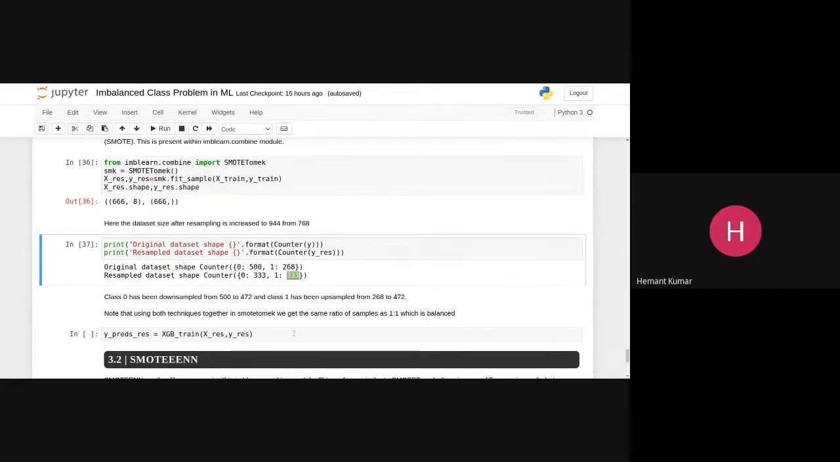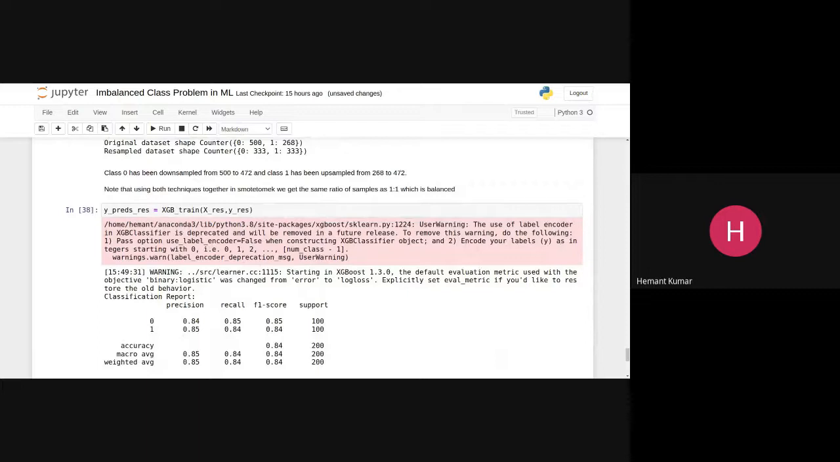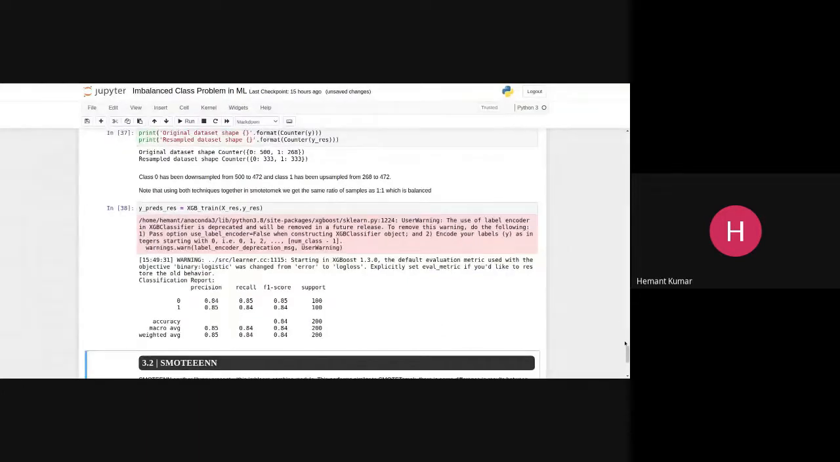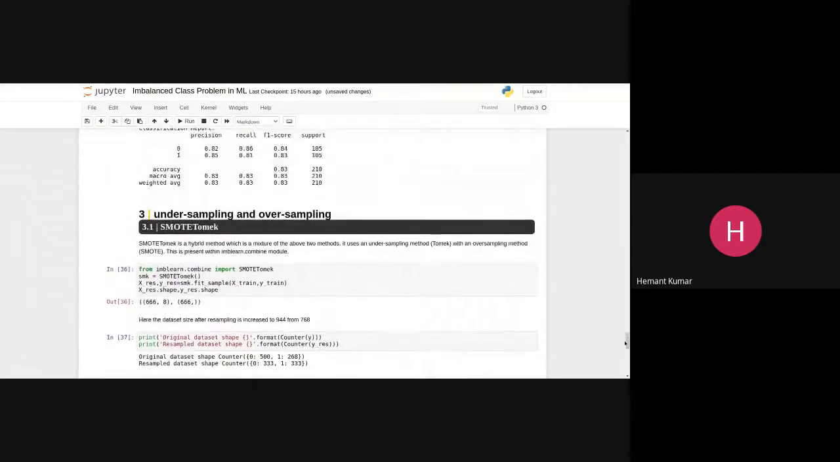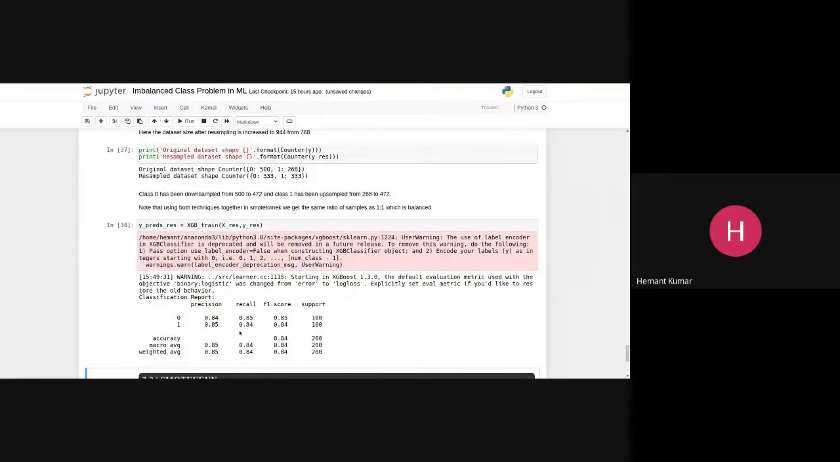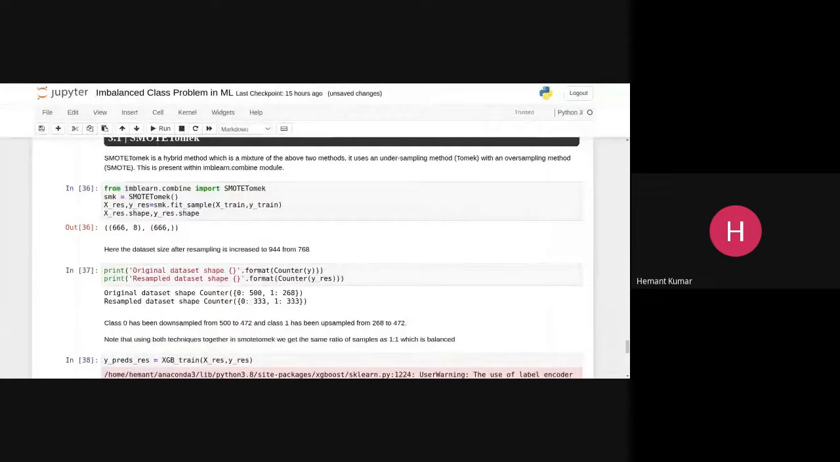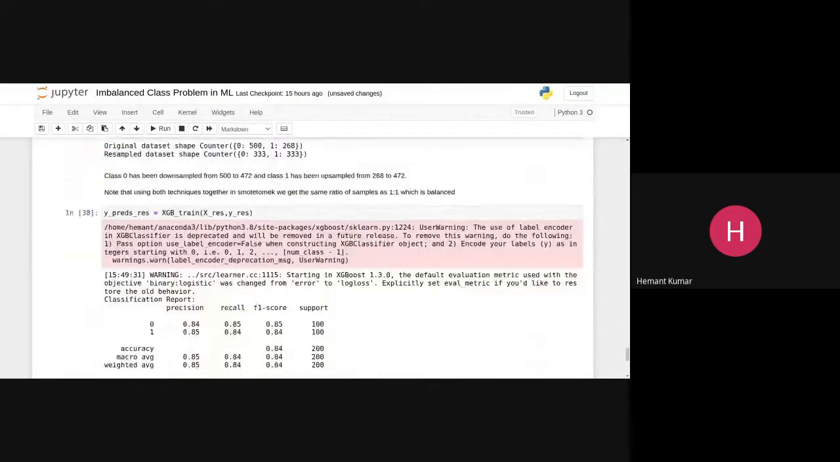So the SMOTE technique, and this is the accuracy. I think this is much more improvement from the previous one. The previous one was 0.85, 0.81 and 0.83, and this one is 0.85, 0.84, 0.84. So F1 score and recall are improved using the hybrid approach, that is the SMOTE-Tomek technique.